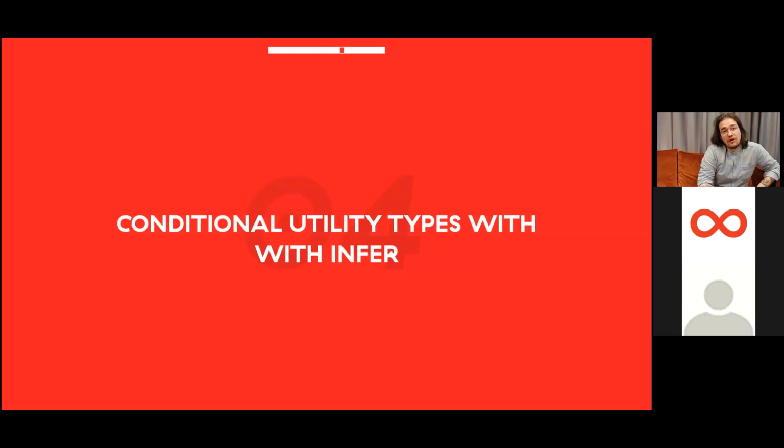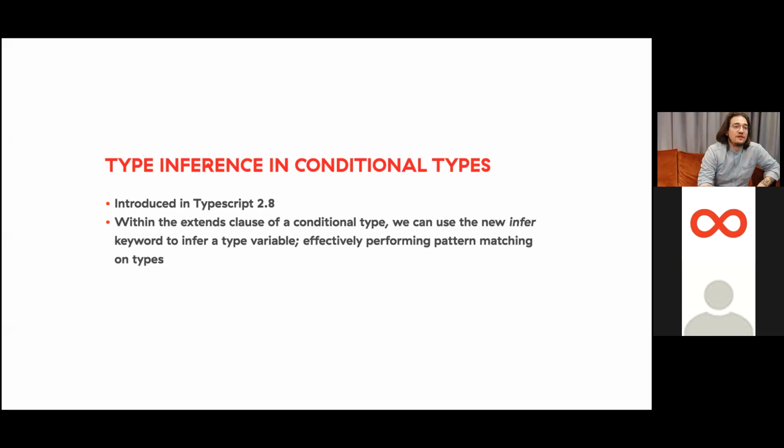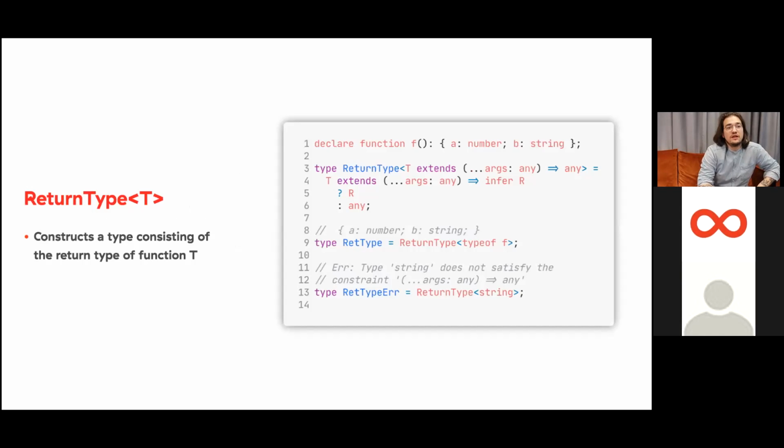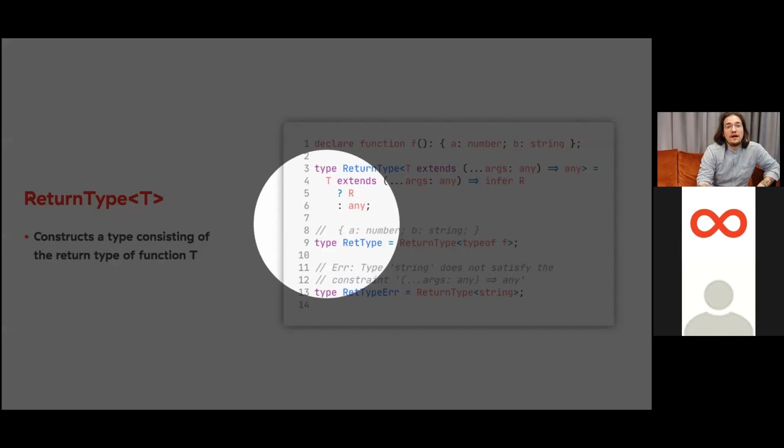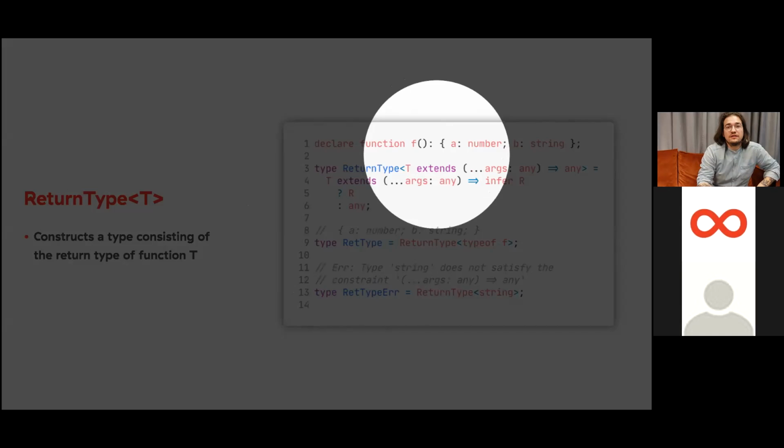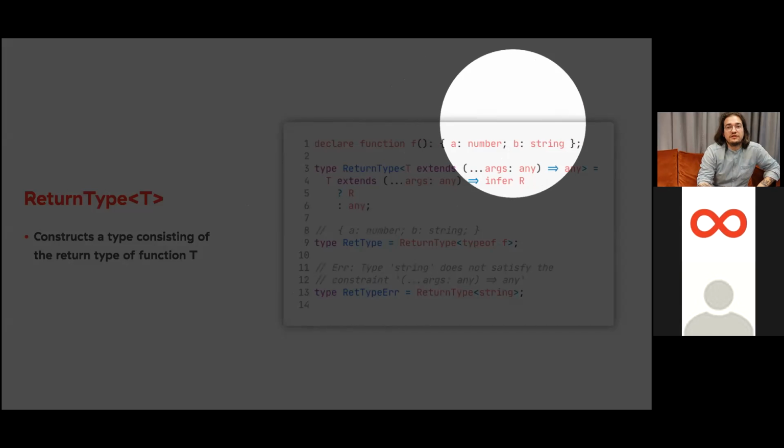Last, we've got conditional utility types with infer. Introduced in 2.8 the same way as conditional types. Within the extends clause of a conditional type, so we have the type parameter extend something, after that extends, we can use the infer keyword to infer a type variable. So let's see that in action. We have ReturnType, which is the most useful of them all, I'd say. If we declare here a function, the return type of that function is an object of two variables A and B.